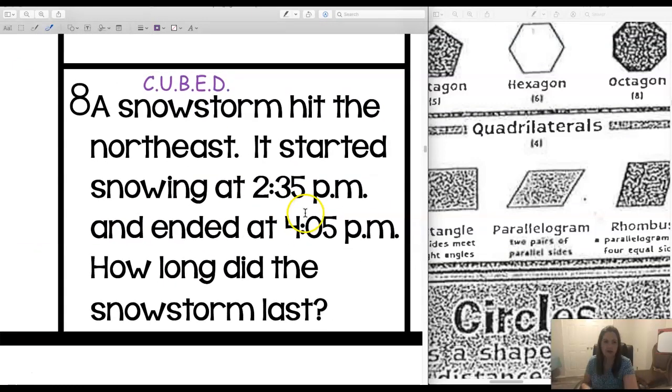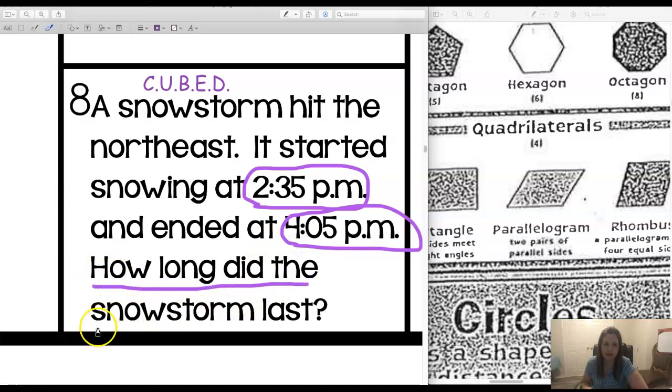Number 8, a snowstorm hit the northeast. It started snowing at 2:35 p.m. and ended at 4:05 p.m. How long did the snowstorm last? We're going to use our CUBES strategy. This time would be our number in units, 2:35 p.m. and 4:05 p.m. We're going to underline the question. How long did the snowstorm last? Box the keywords. Just how long. We're just telling them how long it was. Maybe this would be your keyword, started and ended.